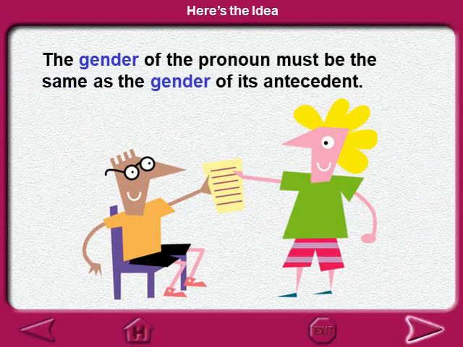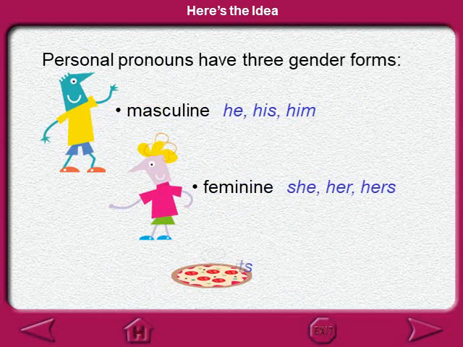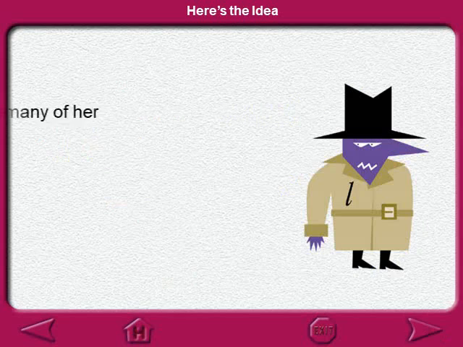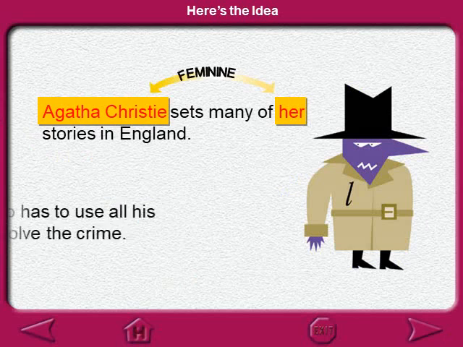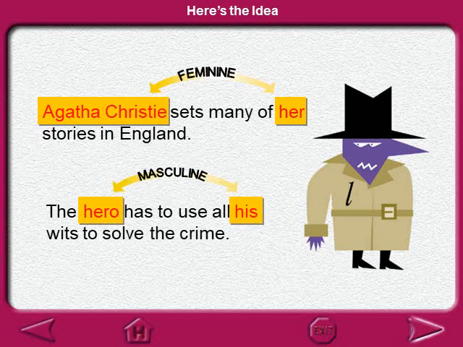The gender of the pronoun must be the same as the gender of its antecedent. For example, personal pronouns have three gender forms: masculine, he, his, him; feminine, she, her, hers; and neuter, it, its. For example, Agatha Christie sets many of her stories in England. Agatha Christie, feminine, her.